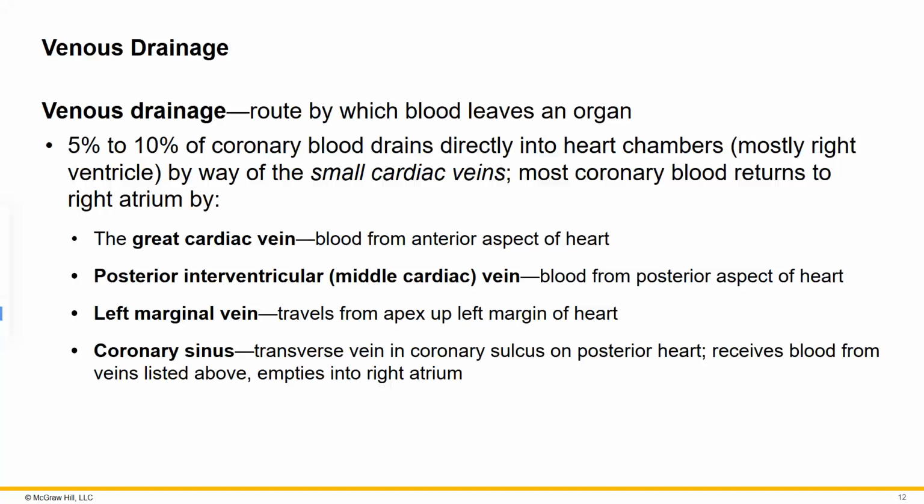of the heart, the posterior interventricular or middle cardiac vein, blood from the posterior aspect of the heart. Left marginal vein travels from the apex up the left margin of the heart. Coronary sinus, a transverse vein in the coronary sulcus on the posterior heart, receives blood from veins listed above and empties into the right atrium.